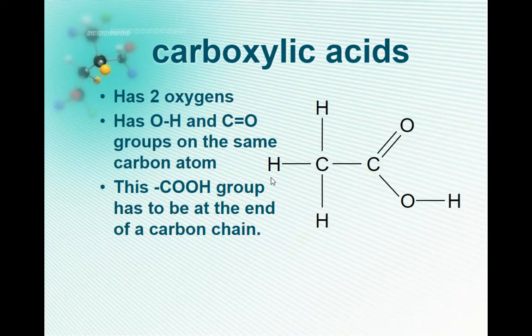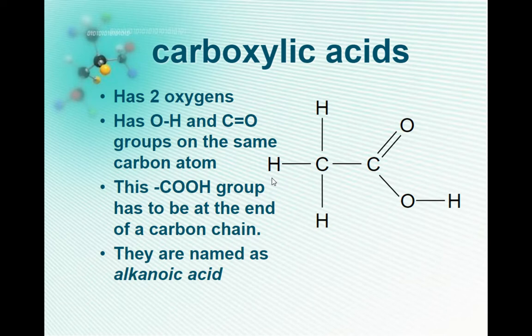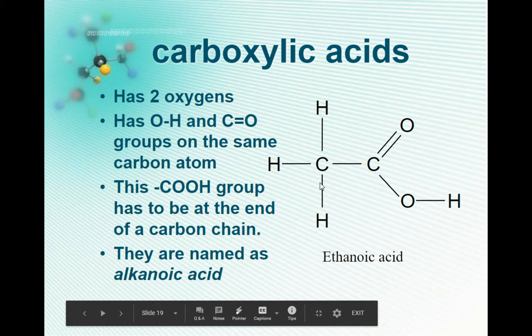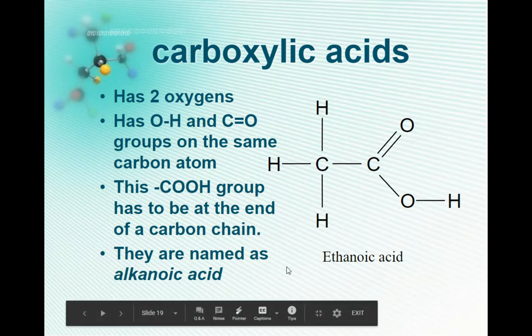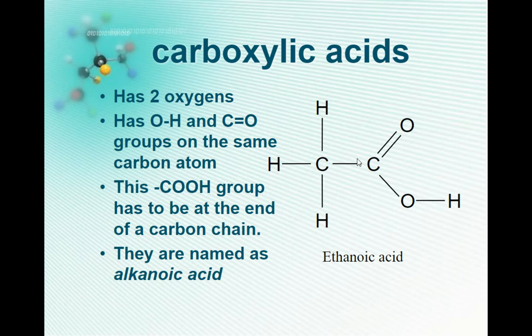The way that you name carboxylic acids, you just take the longest chain and then end it with oic acid. So in this case, this is ethane, so you just say ethanoic acid. If it was 5, it'd be pentanoic acid. 8 would be octanoic acid. So you end it with oic acid. That's the way that you deal with carboxylic acids. Again, it's an aldehyde with an alcohol.